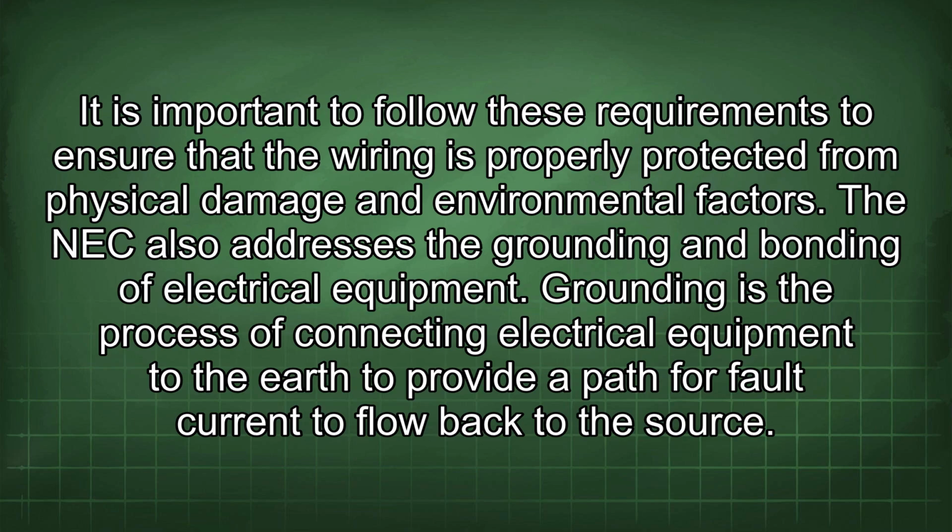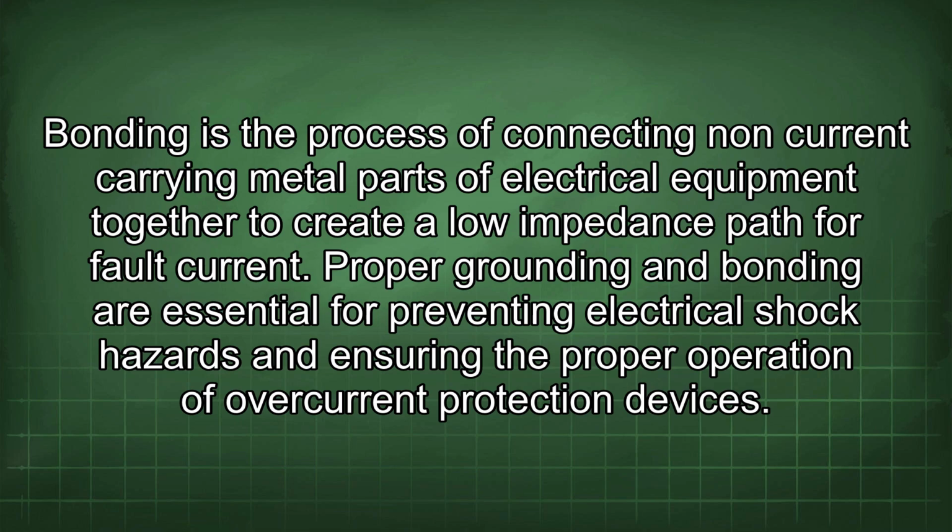Grounding is the process of connecting electrical equipment to the earth to provide a path for fault current to flow back to the source. Bonding is the process of connecting non-current carrying metal parts of electrical equipment together to create a low impedance path for fault current. Proper grounding and bonding are essential for preventing electrical shock hazards and ensuring the proper operation of overcurrent protection devices.